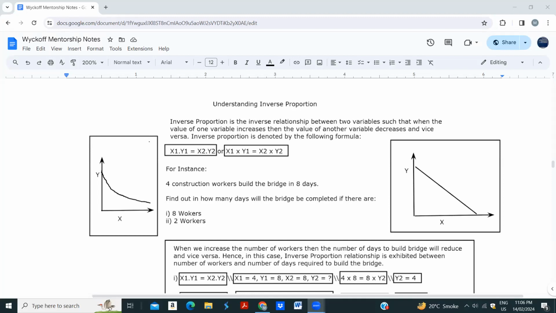So let's go to the whiteboard. So now we have to find out, 8 workers will take how many days?